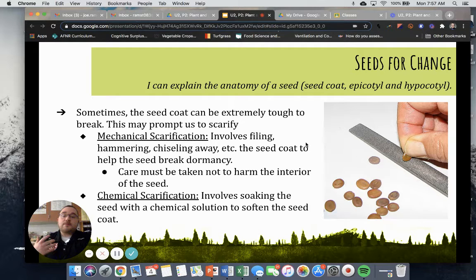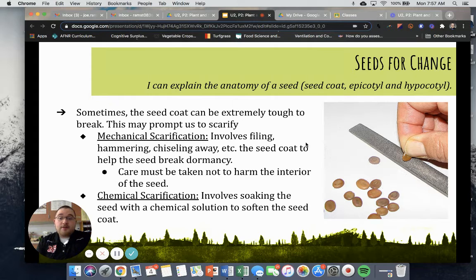Okay, but sometimes it's important to note that the seed coat can be extremely tough to break, and this may prompt us to scarify our seeds. Okay, there are two different ways that we can do this, mechanically and chemically. Mechanical scarification involves filing, hammering, chiseling away, etc. the seed coat to help the seed break dormancy. It's important, however, to not damage the interior of the seed, your epicotyl and your hypocotyl. You just want to soften that seed coat to help that seed erupt.